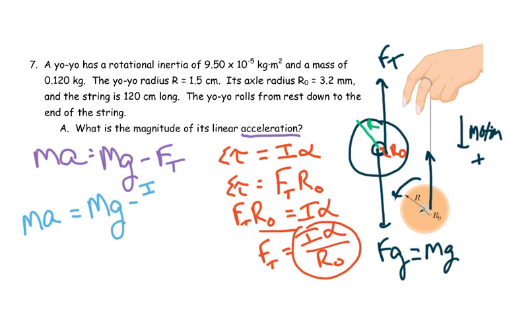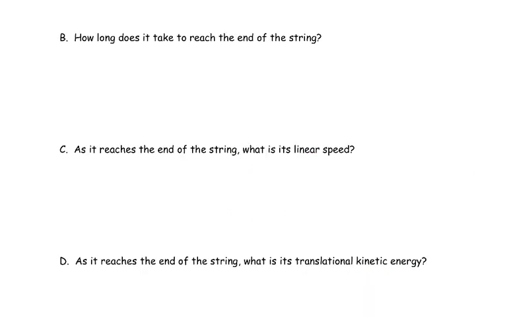We either have to make our angular acceleration in terms of linear acceleration, or we have to change our linear acceleration over here into angular. But they're asking you for linear, so we need to convert our angular to linear. So linear acceleration is equal to the angular acceleration times the radius. That means my angular acceleration must equal my linear acceleration divided by the radius.